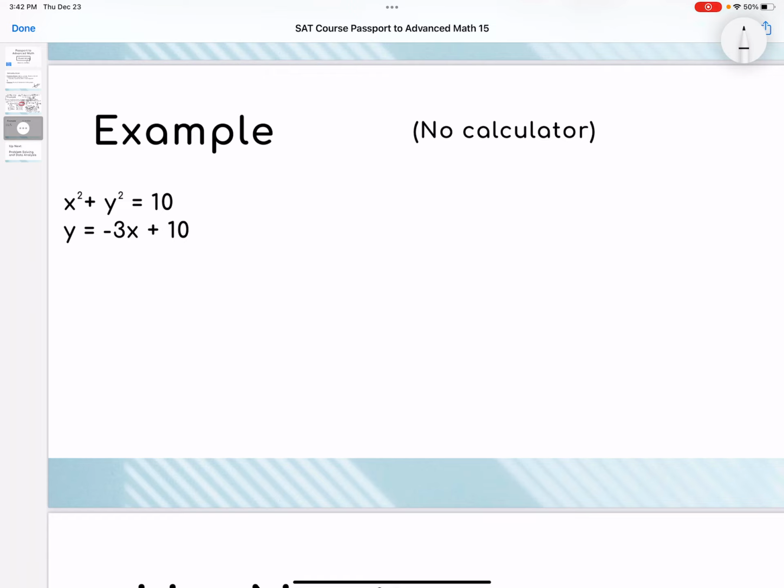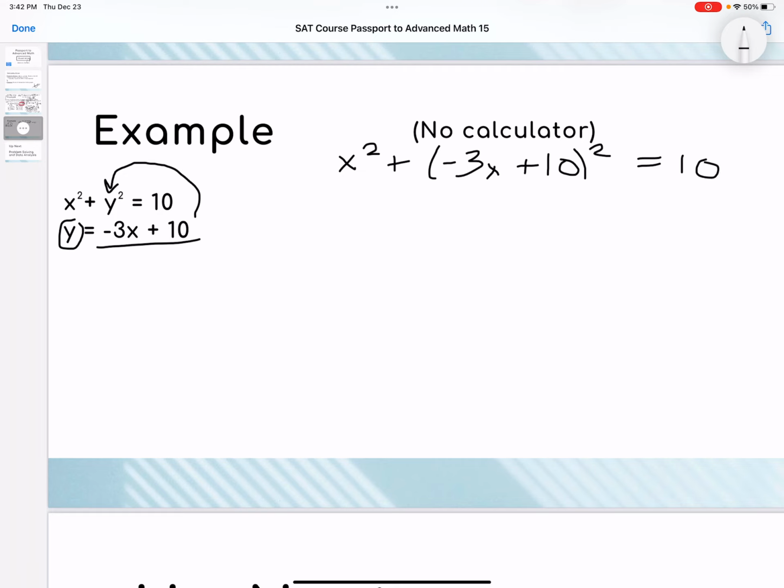All right, so if we know these two are what they are, we have x squared plus y squared equals 10, and then y equals negative 3x plus 10. So we have a substitution again for y. We will plug all of this into that first equation for y. So we'll have x squared plus, and now instead of y squared, we have (negative 3x plus 10) squared. We can do that because y squared is equal to 10.